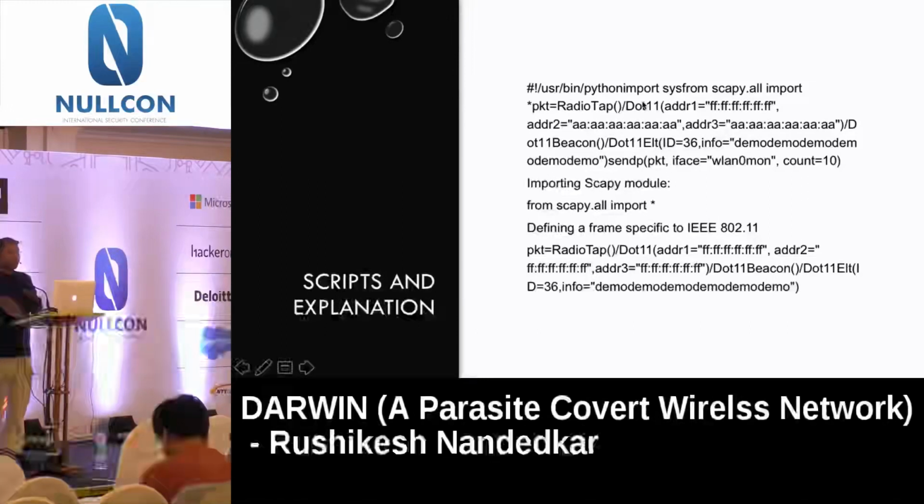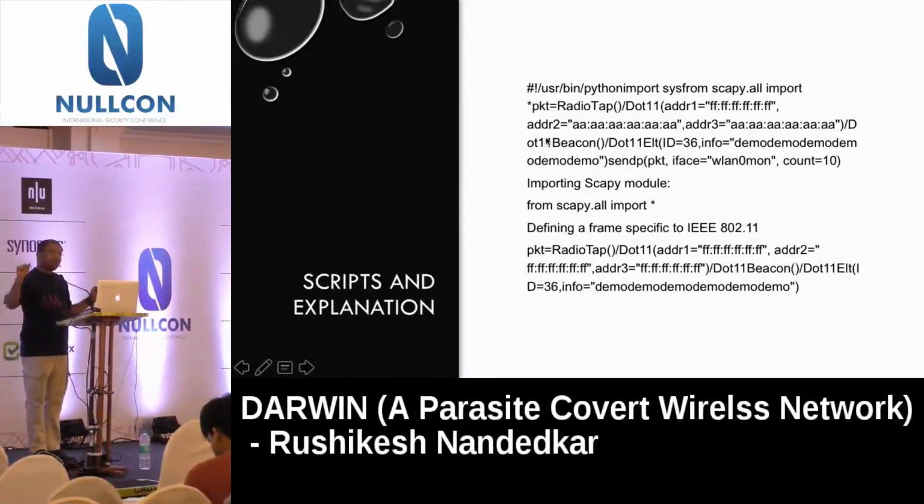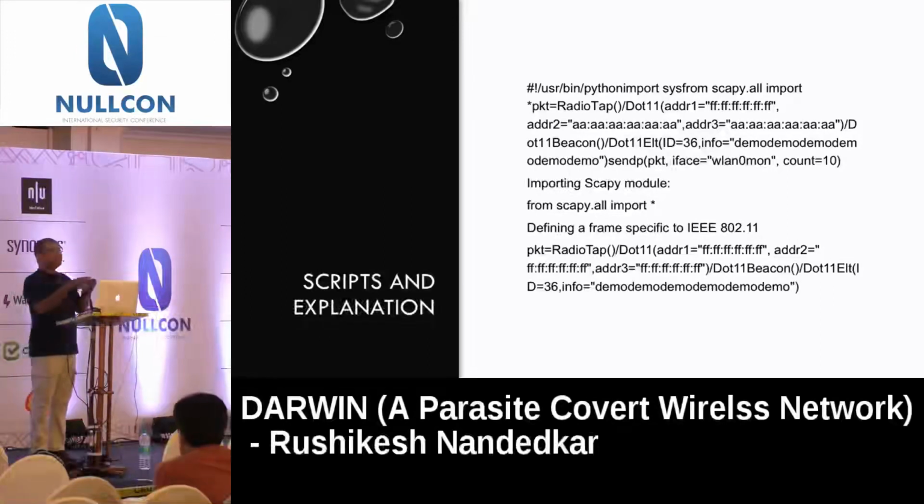Now comes the next layer, that is .11. Here, for the first time, our machine understands that whatever frame is coming inside our network interface card, yes, this is a wireless frame. About this address field, don't worry, I'll tell you. Then .11 beacon. This is the next layer in the same frame, telling our wireless network interface card that yes, this is a beacon frame. So far we only knew that this is a wireless frame. Now we know that it is a wireless beacon frame.